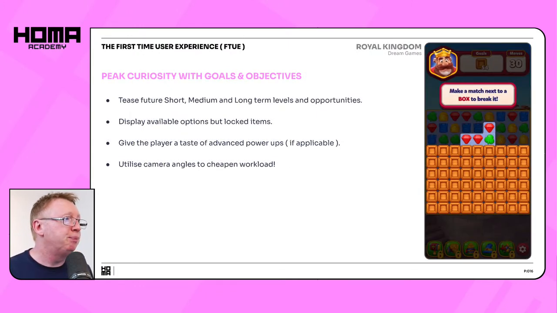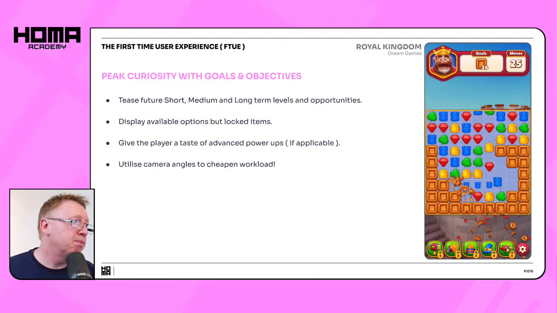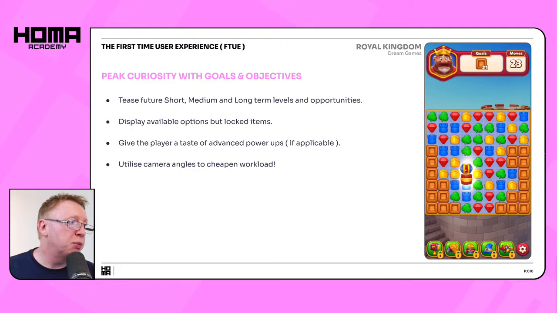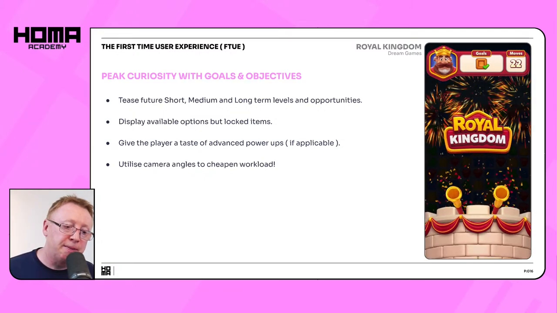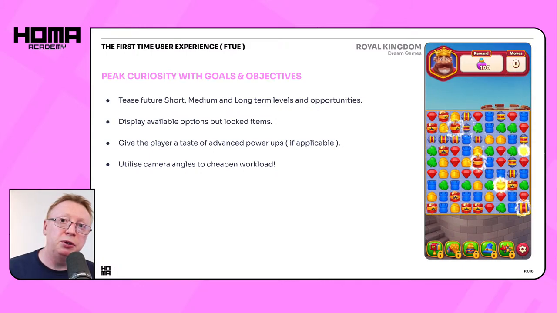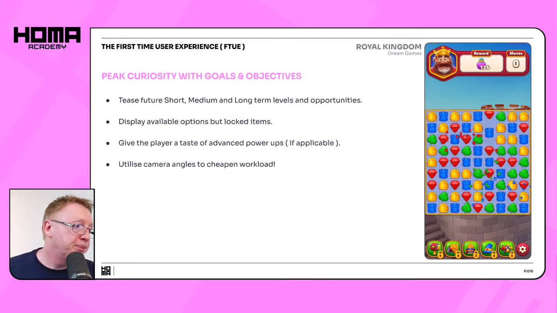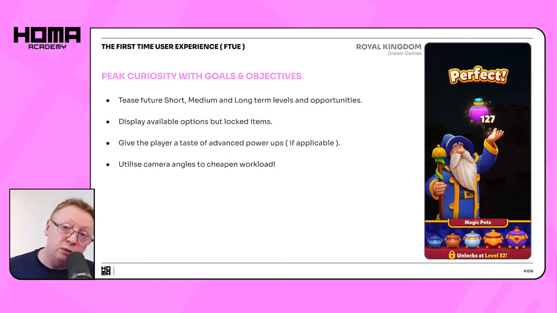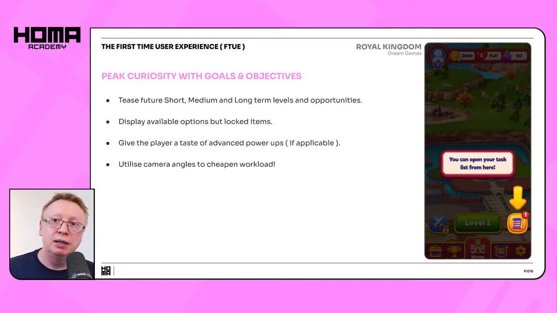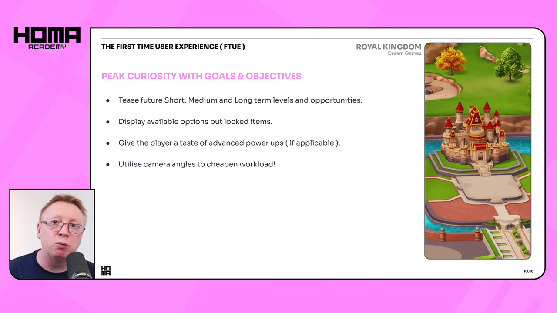And piquing curiosity with goals and objectives. Short, medium, long-term goals. Try and sneak peek them as much as possible. You can display stuff that's going to come available, but lock it up. Even if you fake it on the UI for now, you can lock it up so it shows people what they've got to look forward to. Give them a taste, and it's a great opportunity to OP the player right at the start, which goes back to a lot of the points we've talked about today. Exactly what is to come. Look at this amazing thing that you can do, and then roll them back to the lesser to give them the eagerness and the motivation to get to that bit where they want to use the cool stuff.